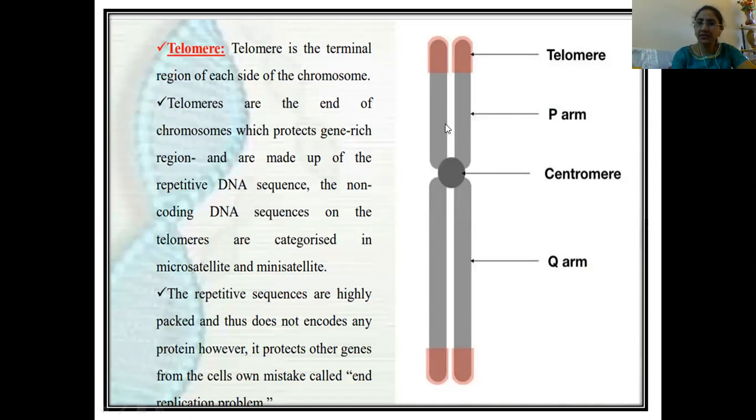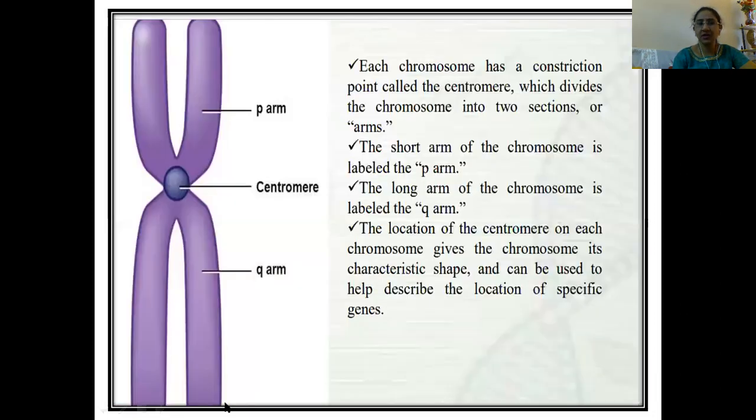Telomeres generally consist of repetitive sequences. So certain sequences are there which are repetitive. Again and again, the same sequence will be repeated. So they form two categories of satellites: first is the microsatellites and the second is the minisatellites. The repetitive sequences are highly packed and do not encode any protein. However, they protect other genes from the cell's own mistake called the end replication problem.